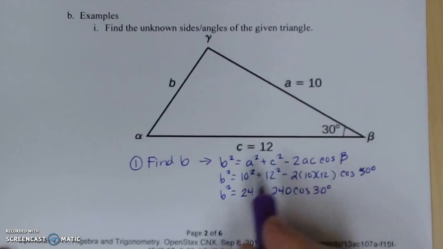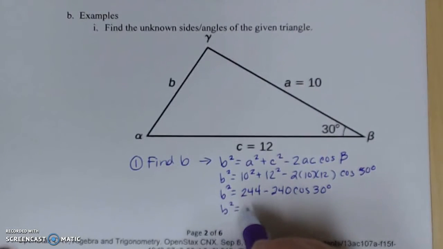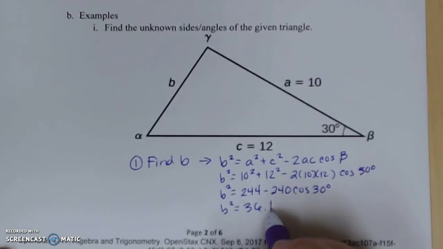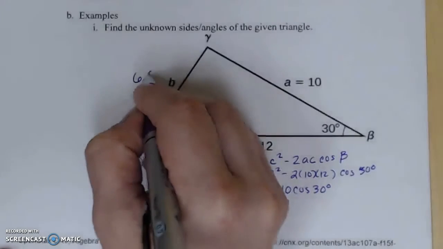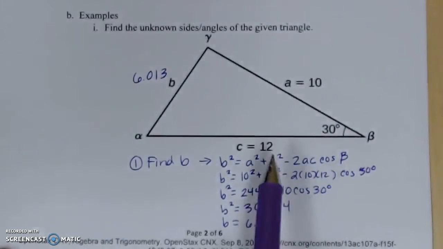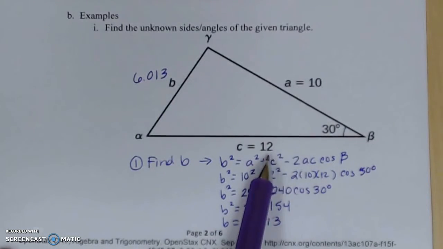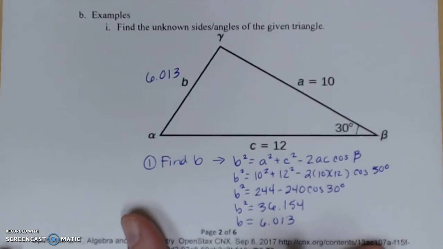Now I am going to plug all this into my calculator to give me a b squared value of about 36.154. In your calculator, retain that answer, square root it, and this gives me b to be 6.013. You'll notice that it is smaller than 10 and 12, so 30 degrees should be my smallest angle.